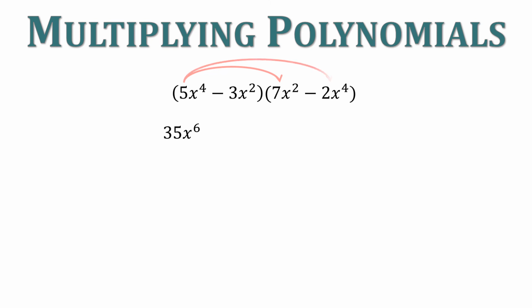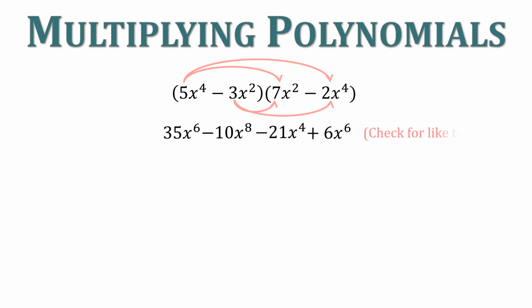Then I'm going to take 5x to the 4th. I'm going to multiply it times negative 2x to the 4th. So 5 times negative 2 is negative 10. 4 plus 4 is 8. Be very careful. Do not say 4 times 4 is 16. That would be incorrect. Now I'm going to take negative 3x squared and multiply it times 7x squared, which is negative 21x to the 4th. And negative 3x squared times negative 2x to the 4th, which is going to be plus 6x to the 6th.